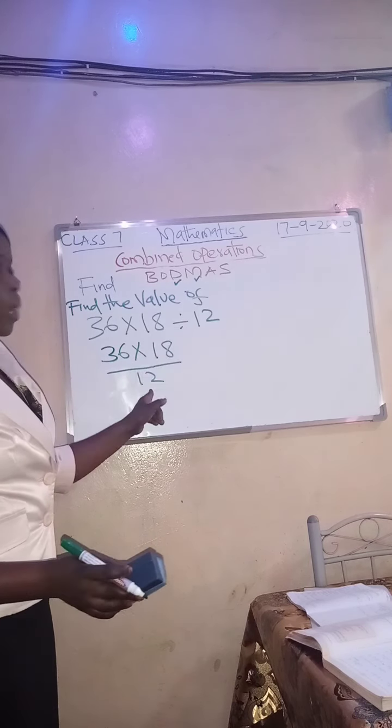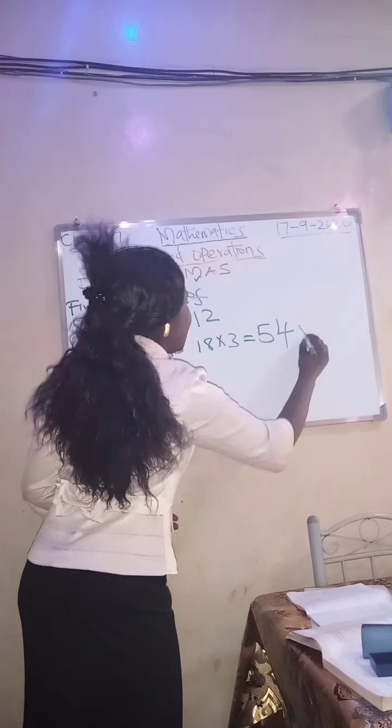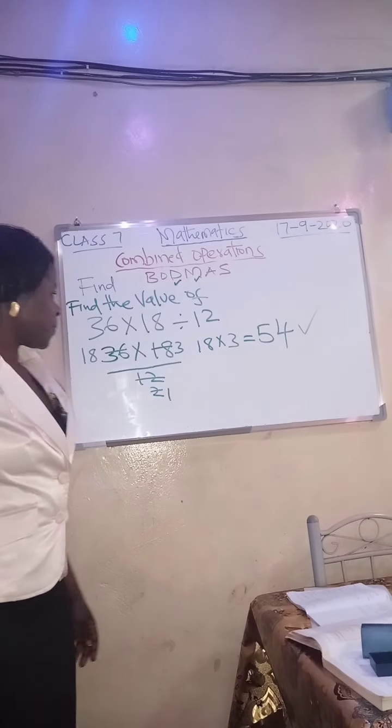Now we have 18 multiplied by 3. And what is our answer? What is 18 times 3? Let's do it the long way. 8 times 3, 24. We write our 4 and carry 2. 1 times 3 is our 3 plus 2, we get a 5. So 54 is our answer. Is equal to 54. I hope you did that.